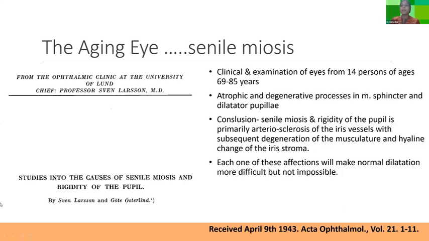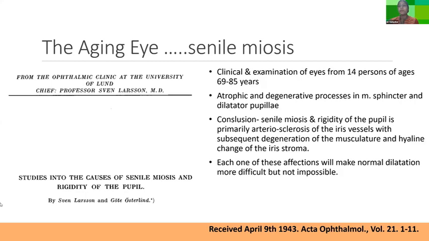So this article was actually published in 1943. This was a histopathological examination of 14 elderly patients, and they found that there was atrophy and degenerative process in the sphincter and the dilator pupillae muscle. They concluded that senile miosis and rigidity of the pupil is primarily the arteriosclerotic process of the iris vessels and subsequently degeneration of these muscles.